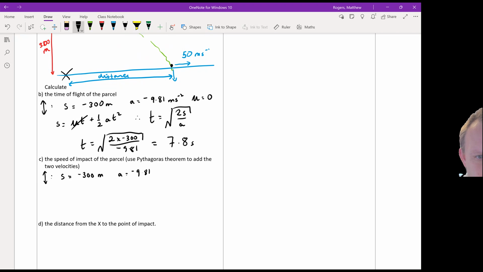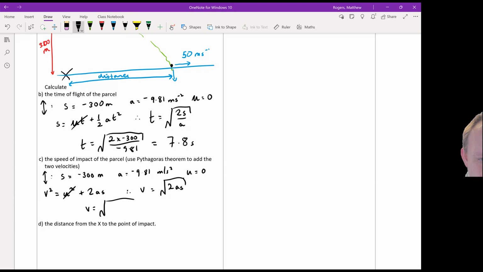So in the vertical direction, the things that we know are s is minus 300, a is minus 9.81, and u is equal to 0. And the thing that we want to find is v. We could use the t from last time, but it's probably better to go back to the original information that we were given. So we're going to use v squared is equal to u squared plus 2as. This term again is 0. So v is the square root of 2as.